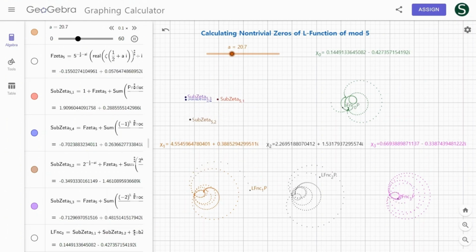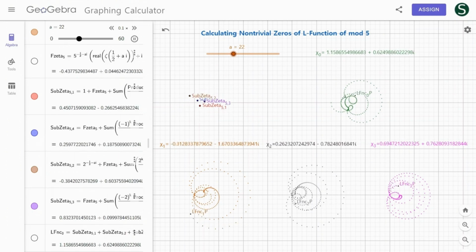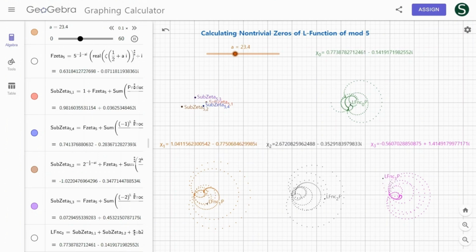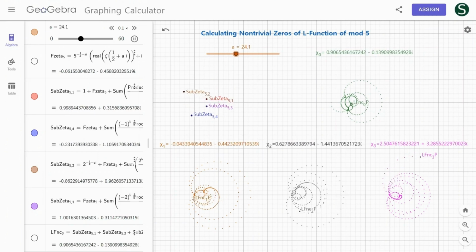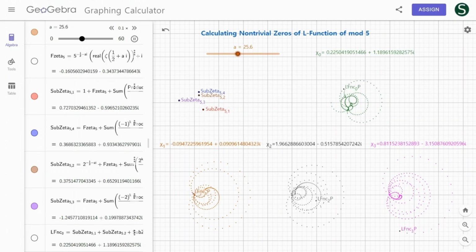Even if the imaginary parts go up along the critical line, the error between the subordinate zeta function and the Hurwitz zeta function is more than 8 decimal places. The subordinate zeta function of mod 5 also has no nontrivial zeros and is not symmetric.